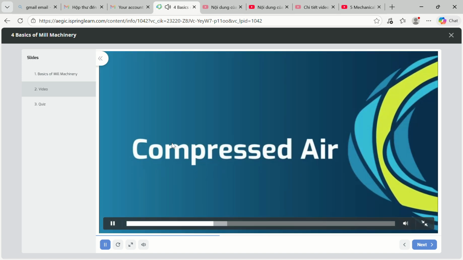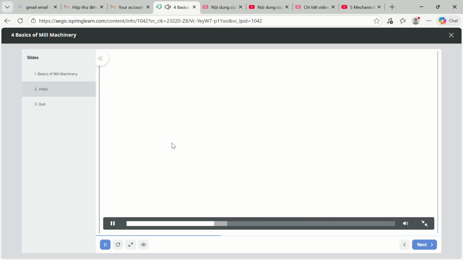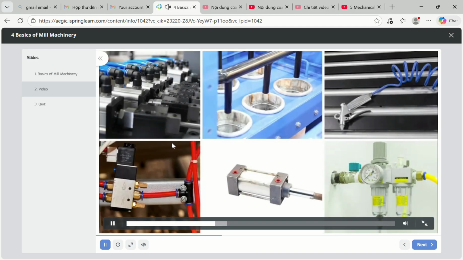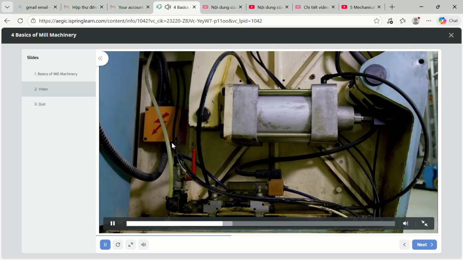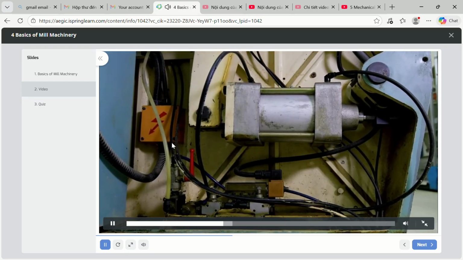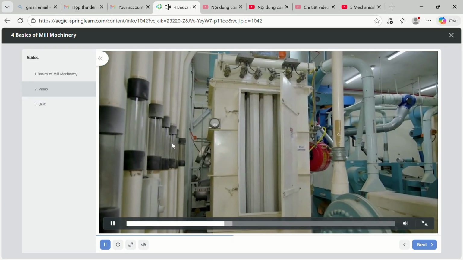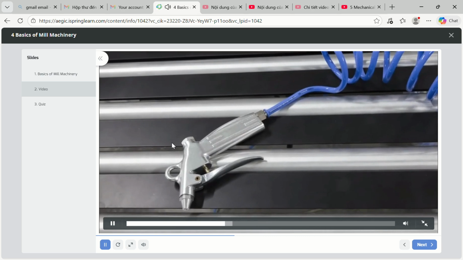Compressed air. Compressed air machinery is often safer, simpler and more robust than electrically powered machinery. Many machine components in a mill are powered by compressed air rather than electricity. Examples are pneumatic cylinders in roller mills, filter cleaning systems in dust collectors and air hoses.